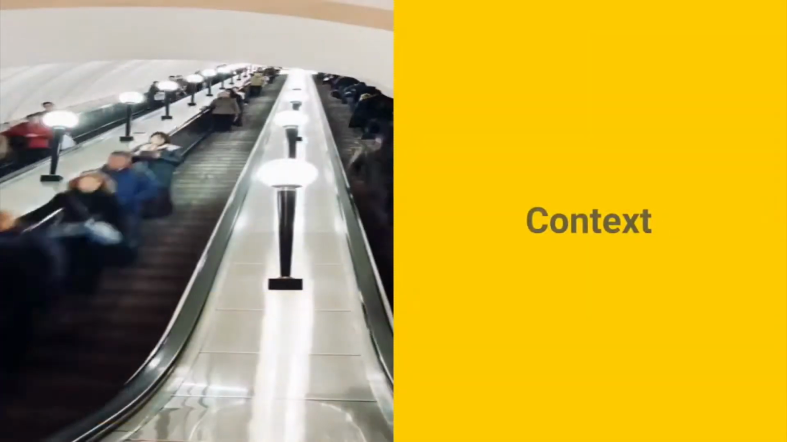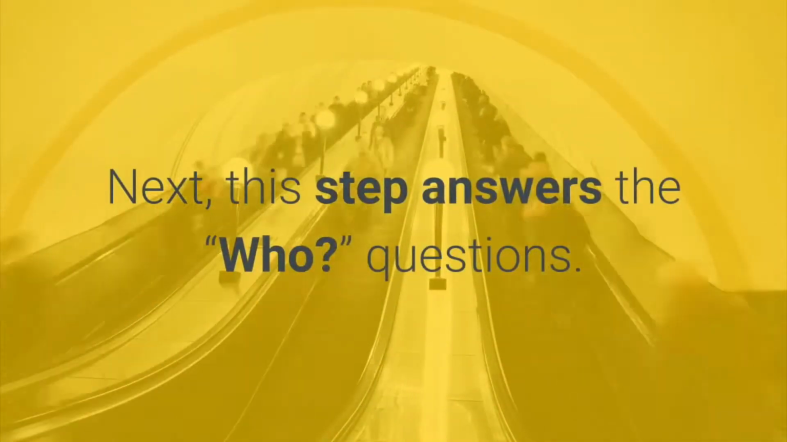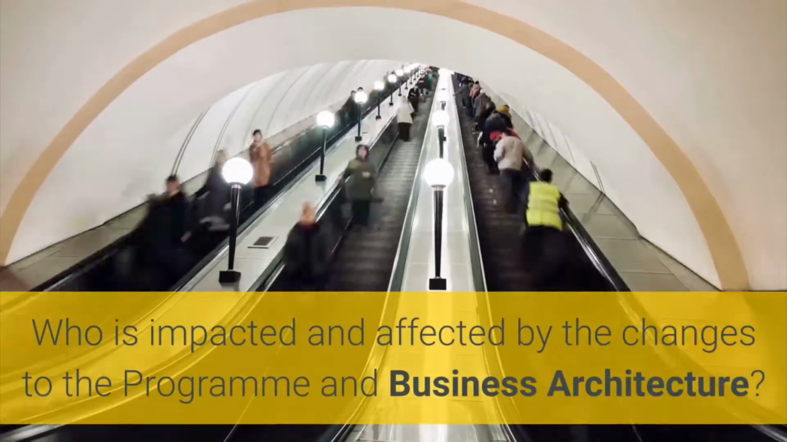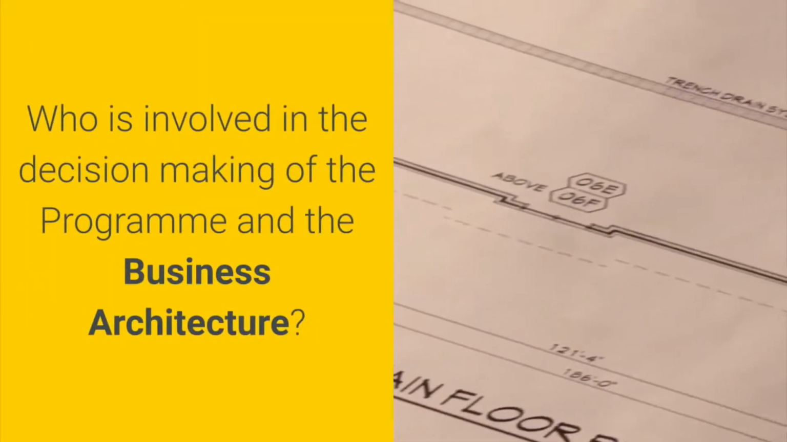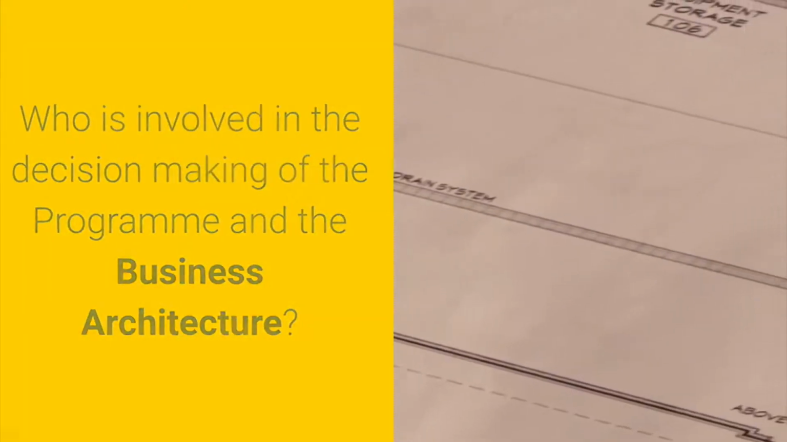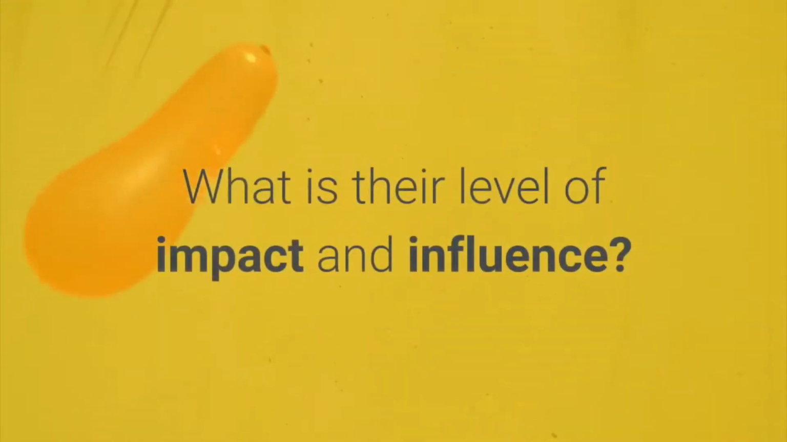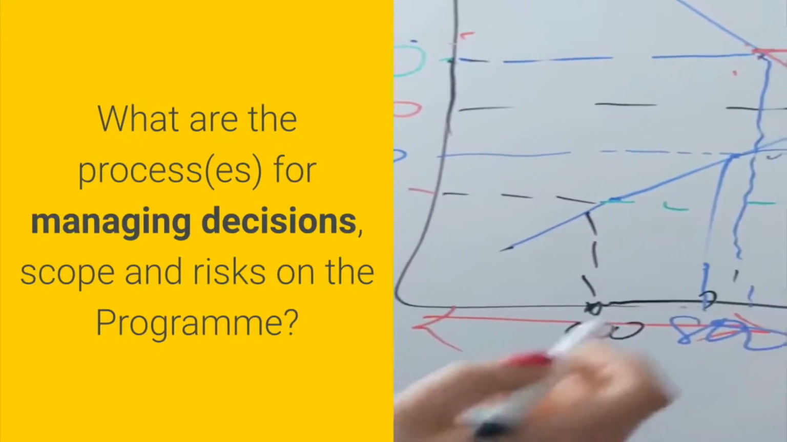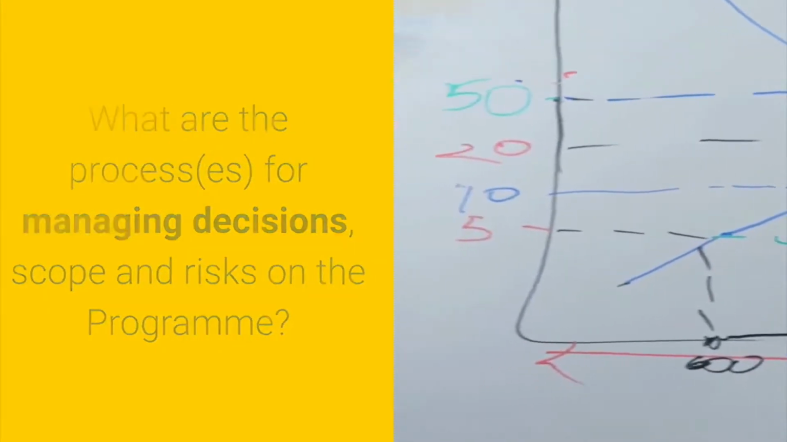Context. Next, this step answers the who question. Who is impacted and affected by the changes to the program and business architecture? What are their roles and responsibilities? Who is involved in the decision making of the program and business architecture? What is their role? What is their level of impact and influence? What are the processes for managing decisions, scope and risks of the program?